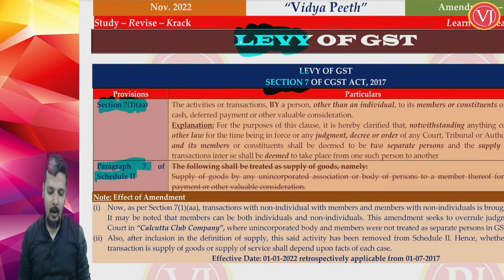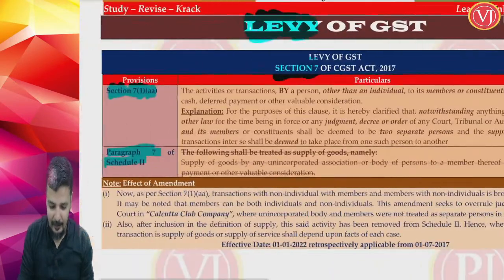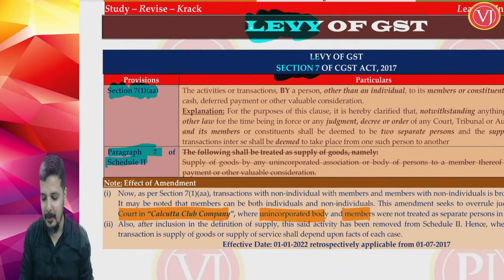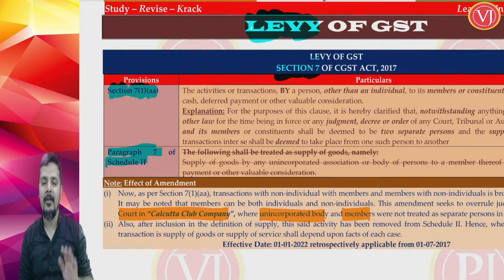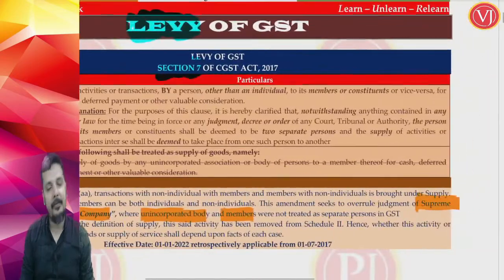Now to give you a background, what happened was, when you talk about unincorporated association of persons and the body of individuals, there was a Supreme Court judgment which finally was in favor of assessee, telling that the unincorporated body and the members are one and the same. So the Supreme Court judgment came in favor of assessee, telling that when you talk about an unincorporated body, whether it is association of persons or body of individuals, there is an unincorporated body and the members, they are one and the same. If they are one and the same, you cannot supply to yourself, right?